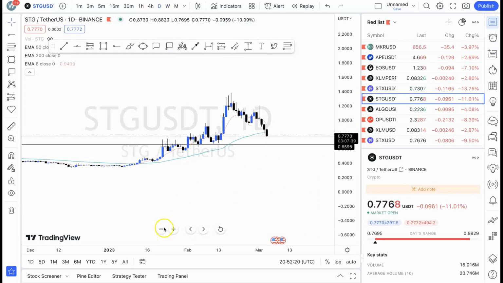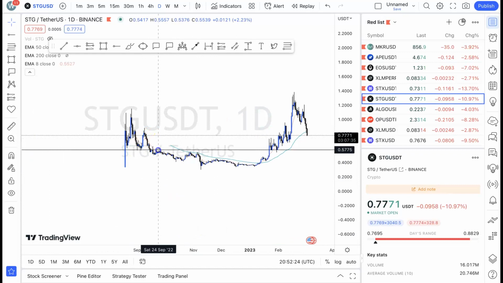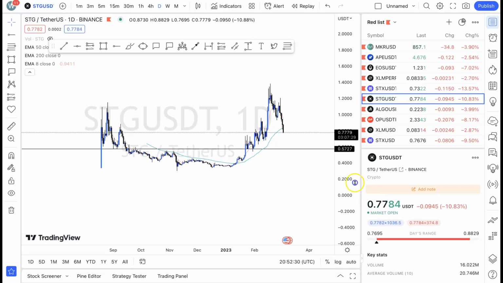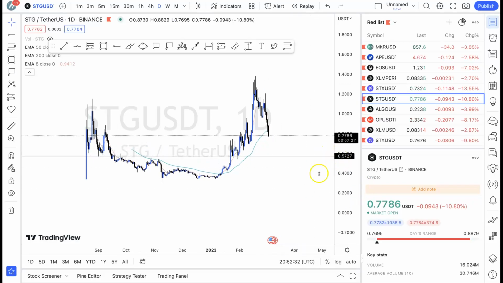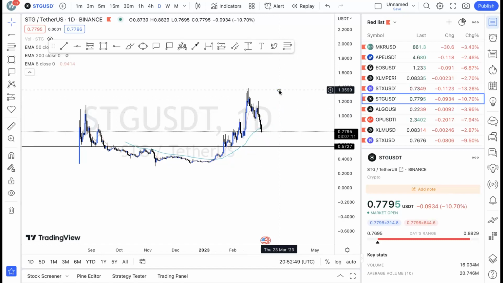Daily, it's retracing massively. So let's see, let me adjust this. What do I think? I think STG would come into 0.57. The problem with some of these small coins is they don't respect levels. So that's why you have to be very careful with trading projects like this. You see, they don't respect levels. Their liquidity here can be something else.